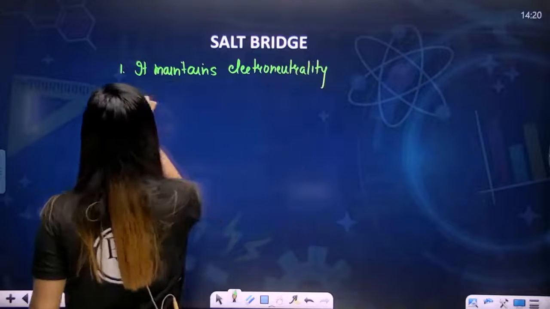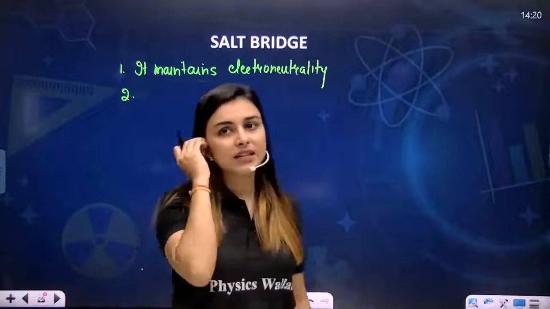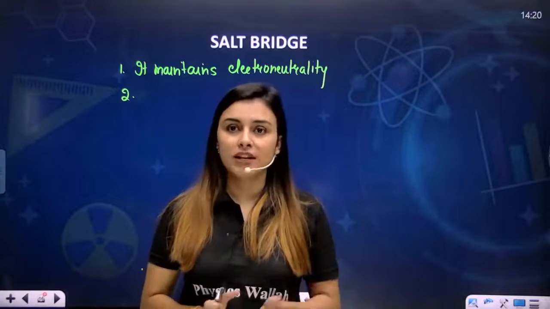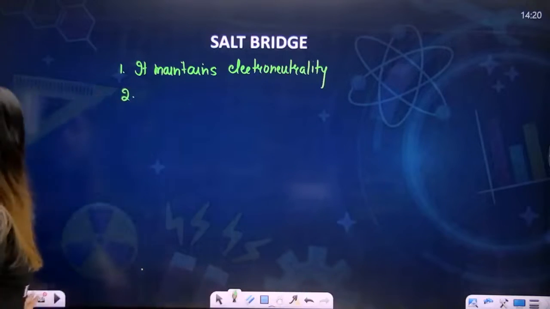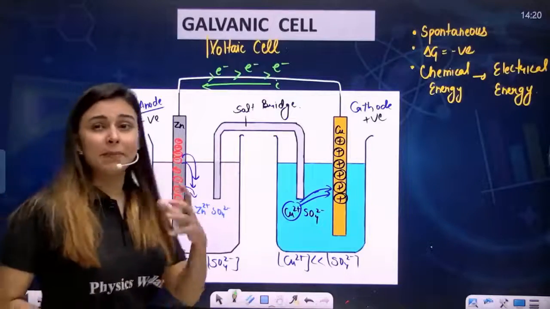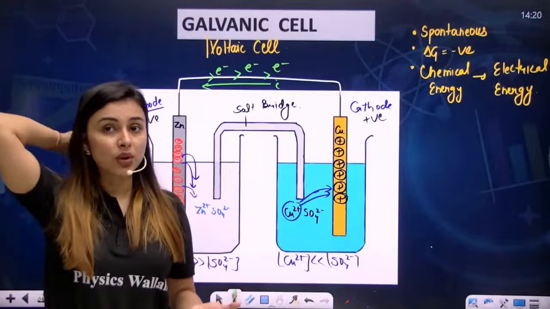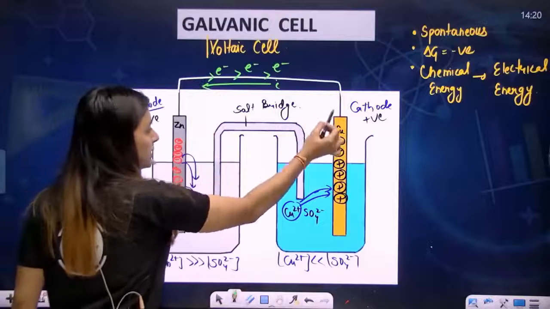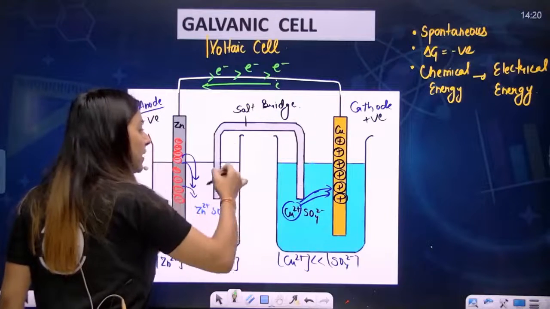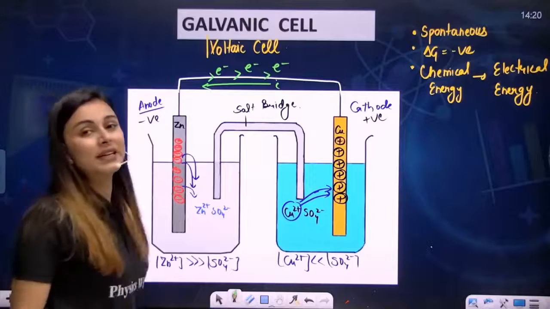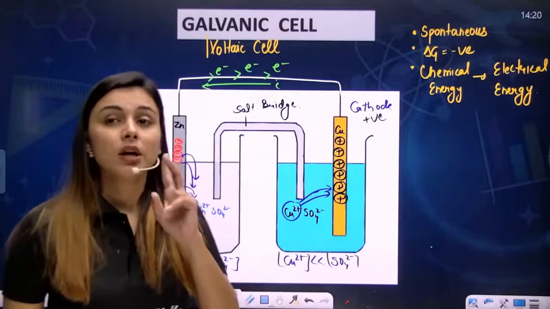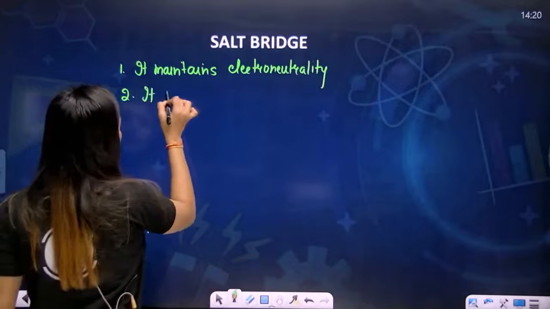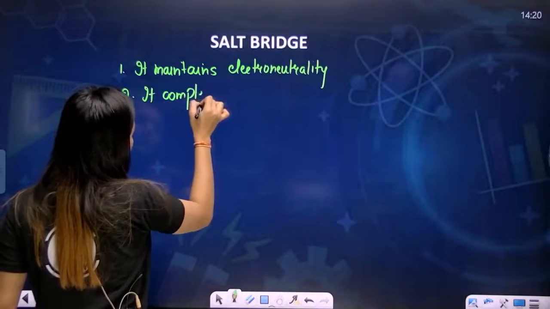The second function is, my dear students, if you see for a galvanic cell, since spontaneous reactions take place and flow of electron and flow of current also takes place, so you need to complete the circuit. Once the circuit is complete, only then electricity, current can flow, right? So from here, electrons can flow in this way. But from here, you need this salt bridge to complete the circuit, right? So the second function of salt bridge will be that it completes the circuit.